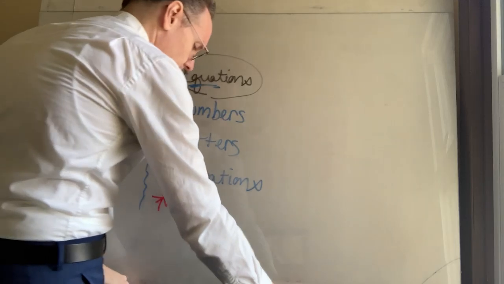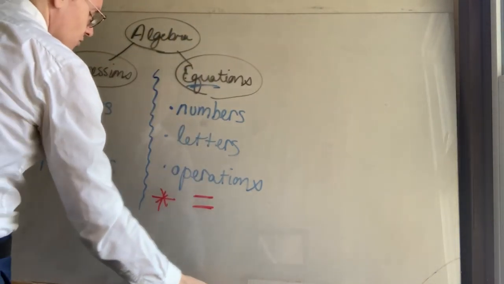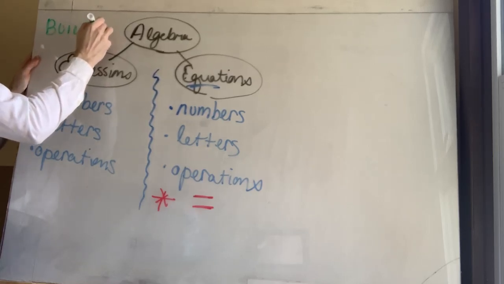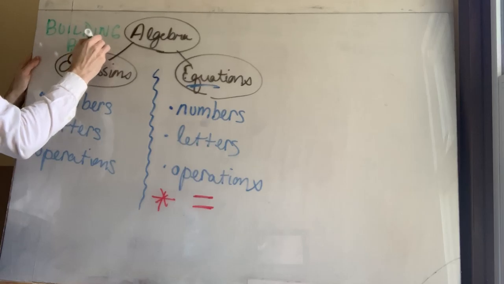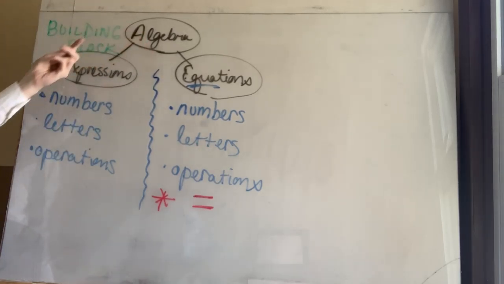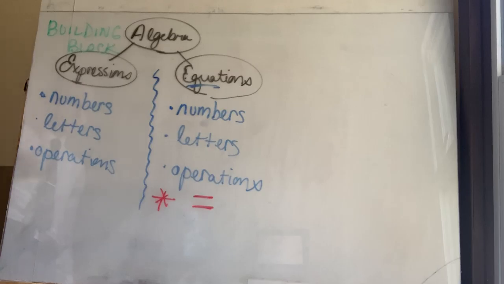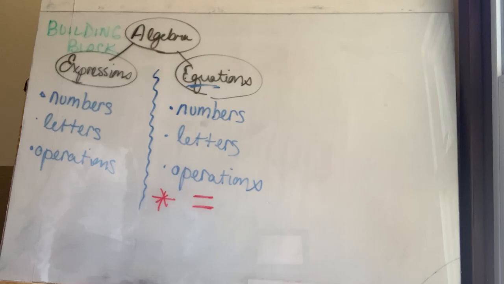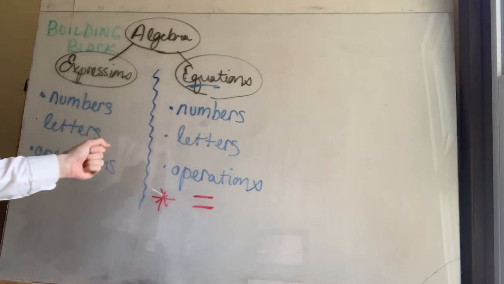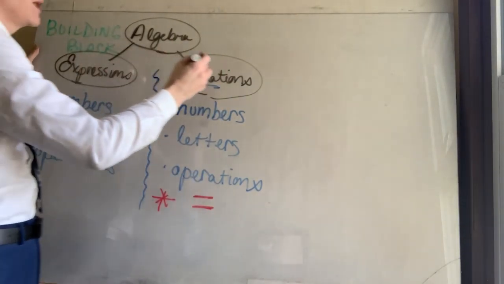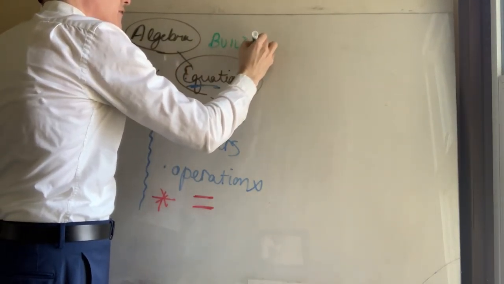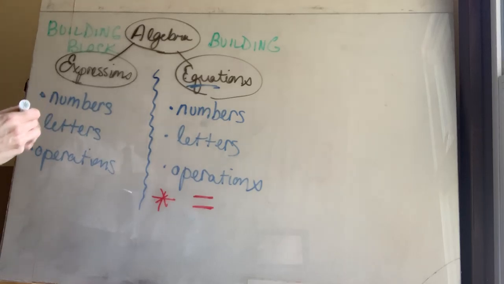Think about it this way. Expressions are the building block of math goodness. An algebraic expression will have probably a number and a letter, minimally, a number or a letter, and an operation. If these expressions are the building block, equations are the building. They're made from that.